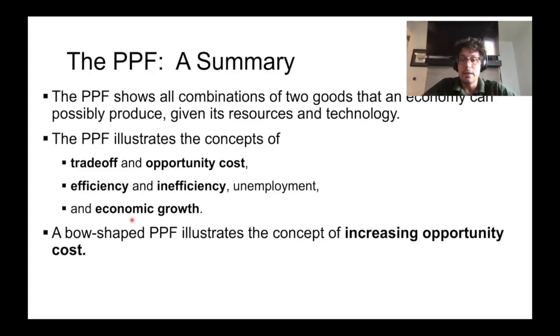Last but not least, a bow-shaped production possibility frontier illustrates the concept of increasing opportunity cost. When an economy is specialized in the production of one of the goods, it might arrive at a point in which the opportunity cost of producing this good might be very high. So maybe a little bit of mix in the production can alleviate this type of problem.